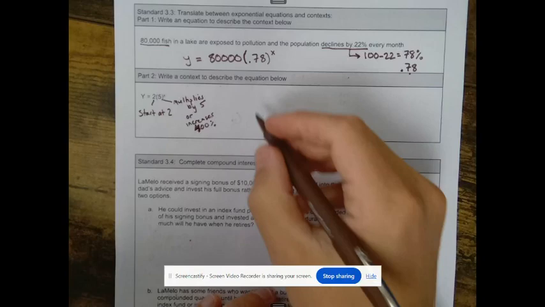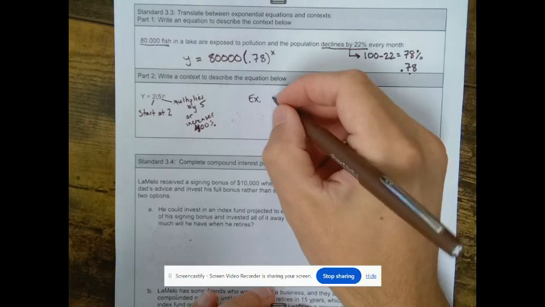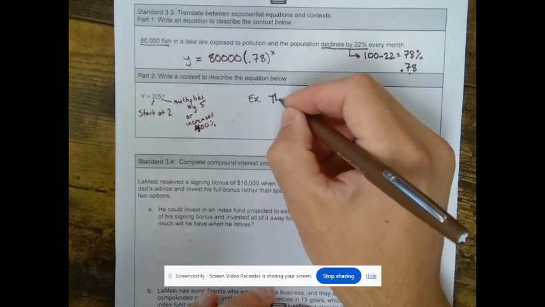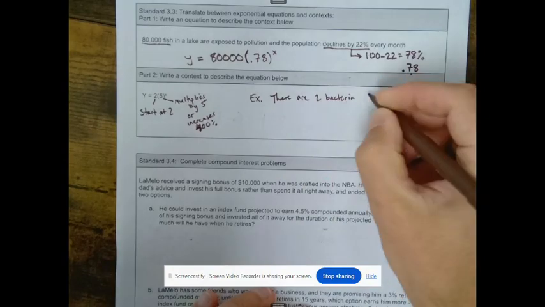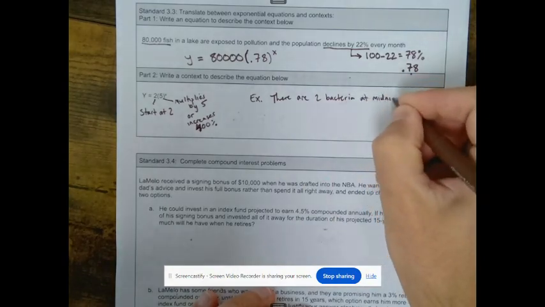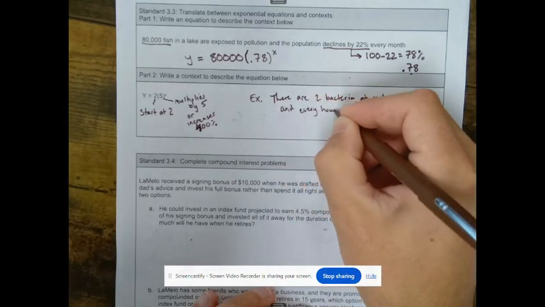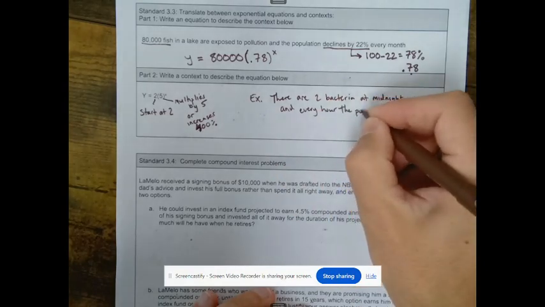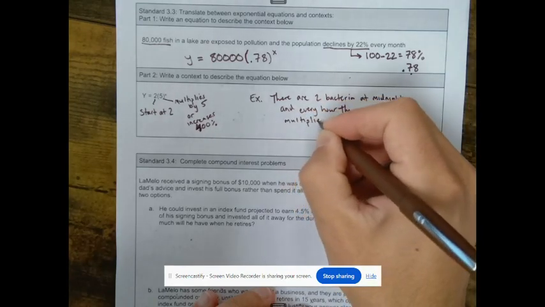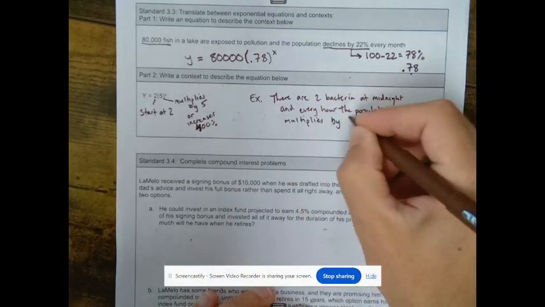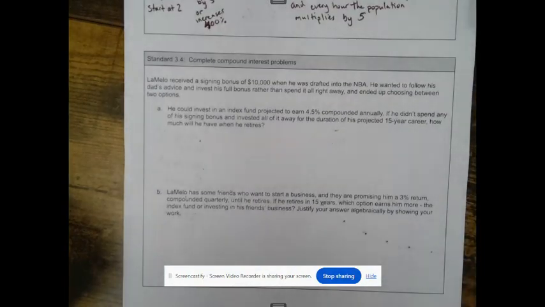One example I might write is something like, there are 2 bacteria at midnight, and every hour the population multiplies by 5. That works. All right, let's go on to 3.4, compound interest.